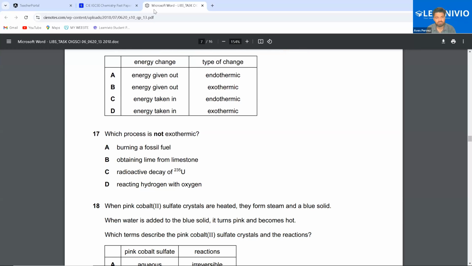Burning of fossil fuel, obtaining lime from limestone (calcium carbonate), radioactive decay of uranium-235, reacting hydrogen with oxygen. B is the correct answer.